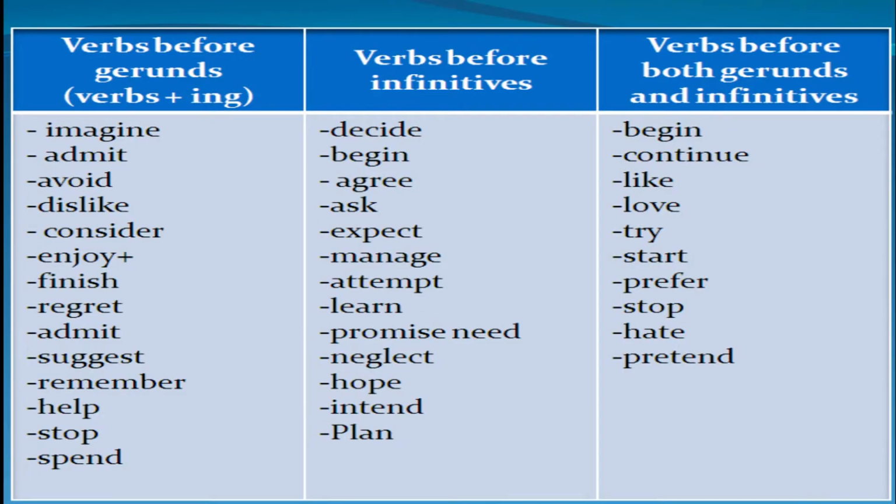The following chart is divided into 3 columns. In the first column we have verbs followed by gerunds, in the second we have verbs followed by infinitives, and in the third we have verbs followed by both gerunds and infinitives.